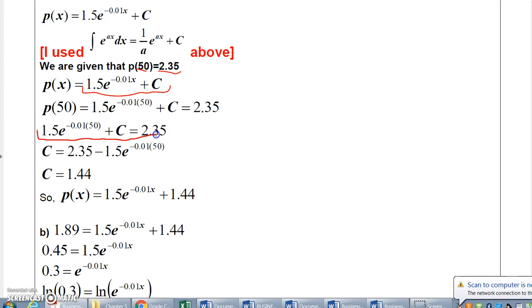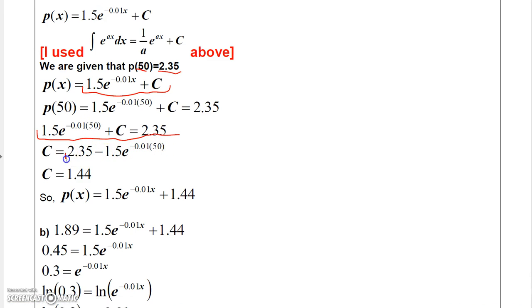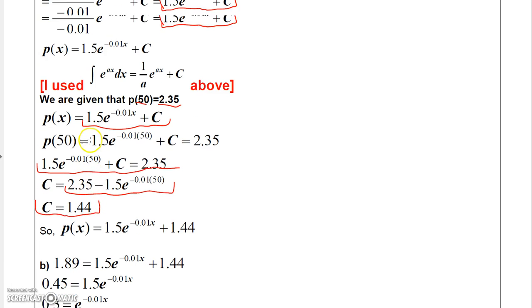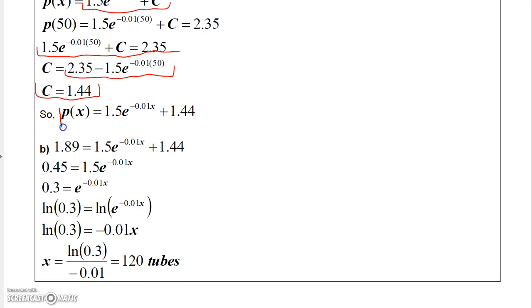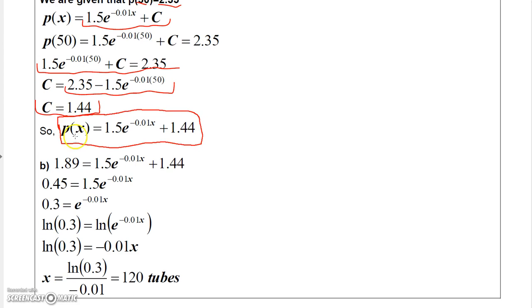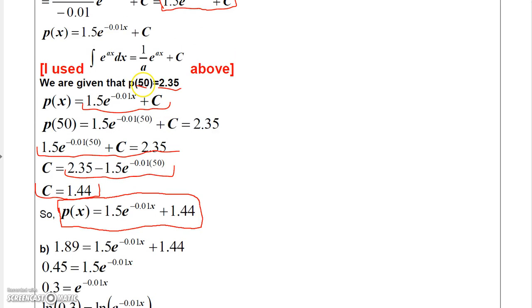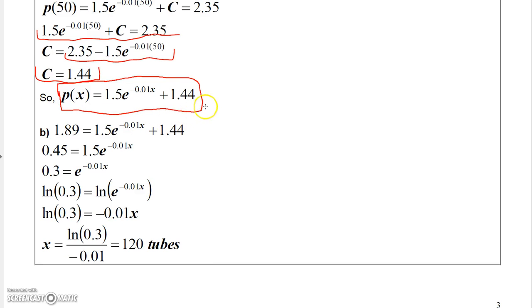If you solve this for c, you'll get c is 2.35 minus this expression, 1.5 e to the negative 0.01 times 50. Well, I just plugged this into the calculator and calculated it, and I got 1.44 for c. So now that I know c, I can go back to this function and replace c with 1.44. Now, remember I told you before you couldn't get the constant unless you had additional information. And since I had additional information, I knew when x was 50 that the price was $2.35, and that allowed me to solve for this constant.